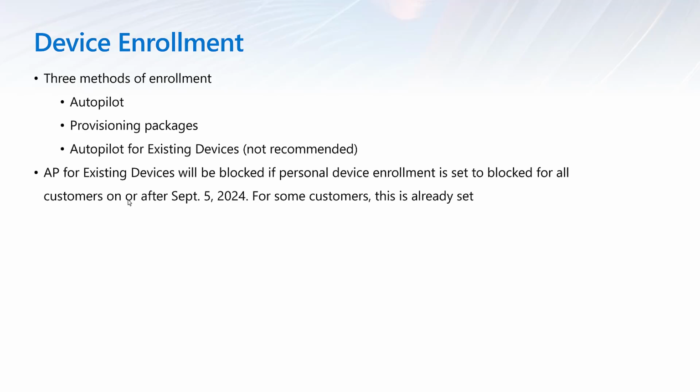AP for existing devices is going to be blocked if personal device enrollment is set to blocked for all customers on or after September 5th, 2024. For some customers, this is actually already set today. So what this means is that Autopilot for existing devices used to be a method where a device would be flagged as corporate instead of personal when in use.